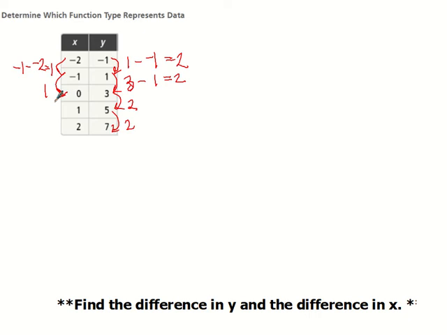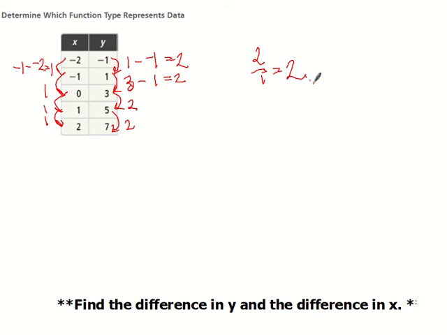So we're finding the difference. So 1 take away -1, we would get 2. Same thing here, 3 take away 1 gets me 2. This is also 2, and this is also 2. And then we technically check here, right? These are -1 minus -2 gets me 1, and from here to here gets me 1, and they get me 1.